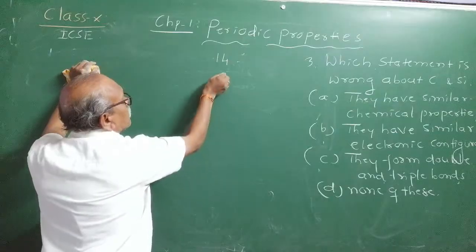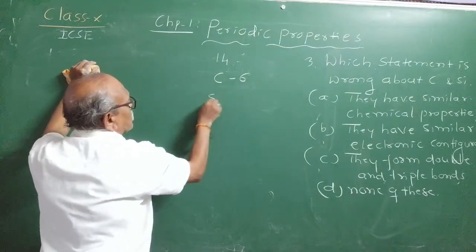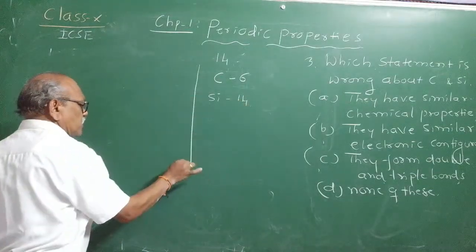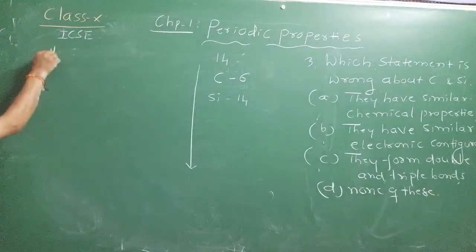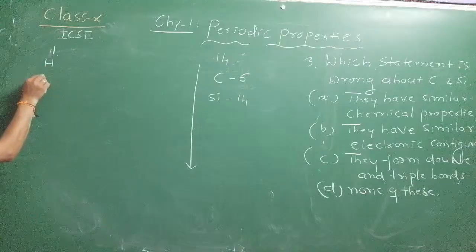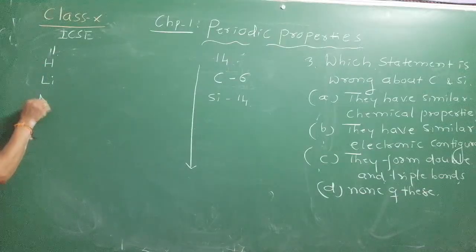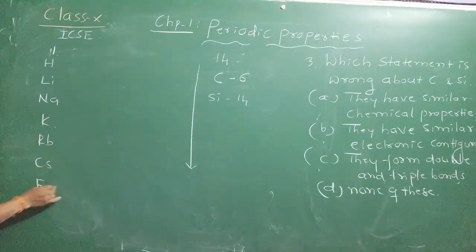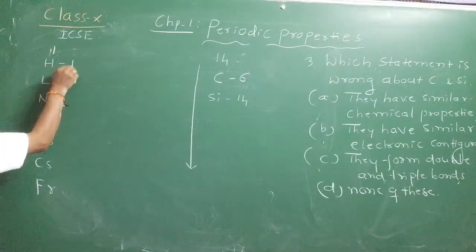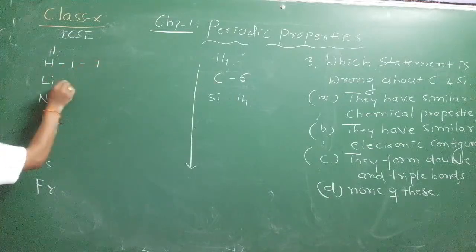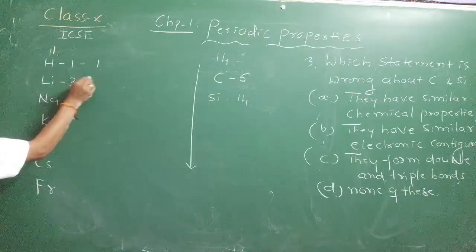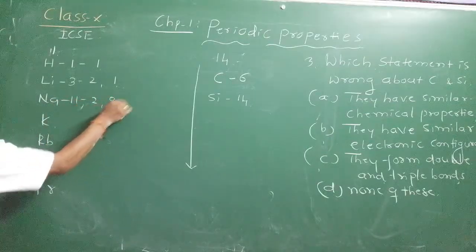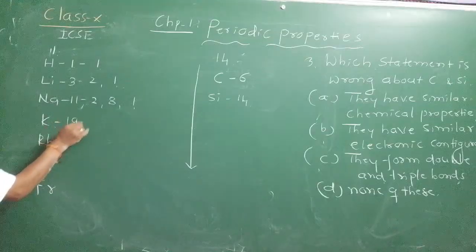14. Carbon with atomic number 6. Yes, silicon with atomic number 14. Generally, elements are placed in the same group. You can take group 1 also. Group 1 metals: hydrogen, lithium, sodium, potassium, rubidium, cesium, francium. We'll see a few of them. Hydrogen's electronic configuration is 1 only. Lithium with atomic number 3, how do you write it? 2, 1. Sodium 11, how do you write it? 2, 8, 1. Potassium, atomic number 19, right?